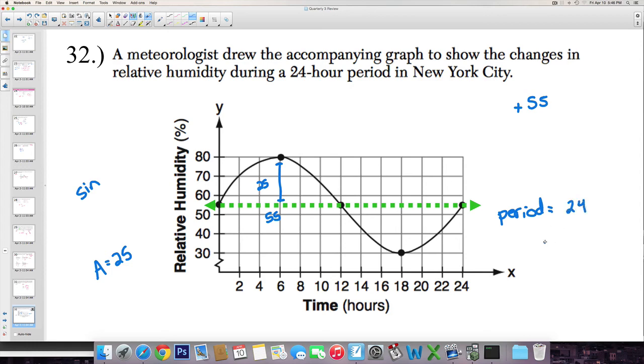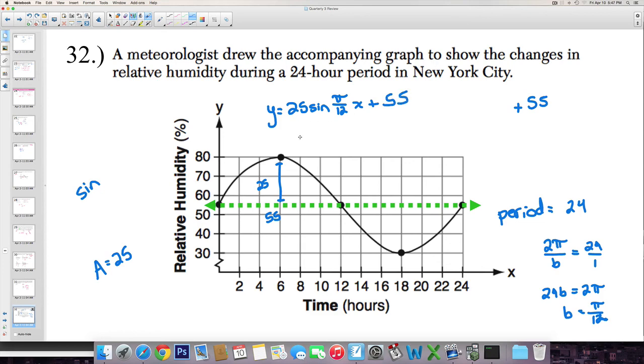Well, how do we get the period? We do 2 pi divided by frequency. So 2 pi divided by some value gives us 24. So we can cross multiply. 24b equals 2 pi. So b is going to equal pi over 12. So our frequency is pi over 12. So putting it all together, y equals 25 sine of pi over 12 x plus 55. So amplitude, frequency, shift.